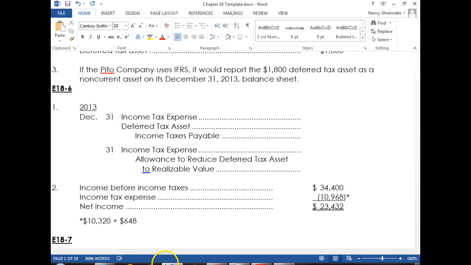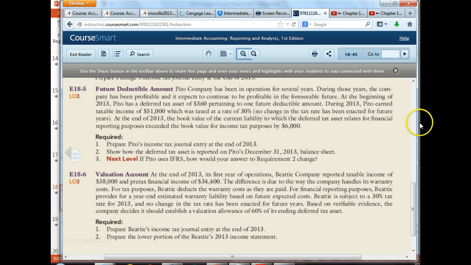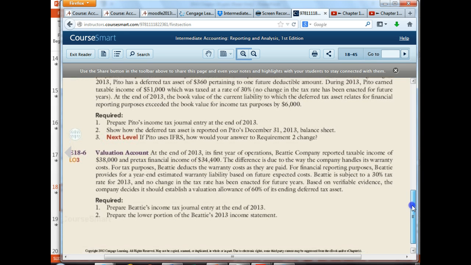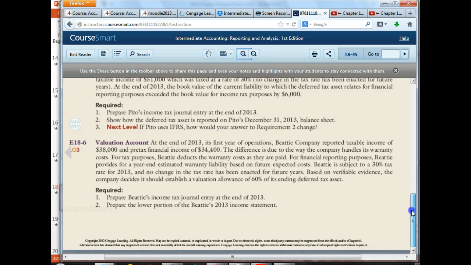Okay, let's move on. So basically, we've looked at deferred liabilities. Now we're going to start looking at some deferred assets. Okay, deferred tax asset. Let's look at 18.6. How are you guys doing? Is everyone following me okay?